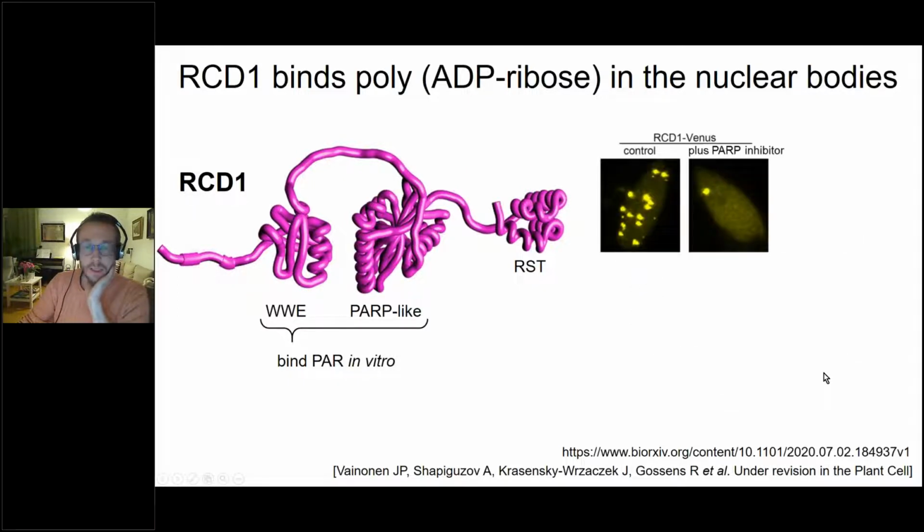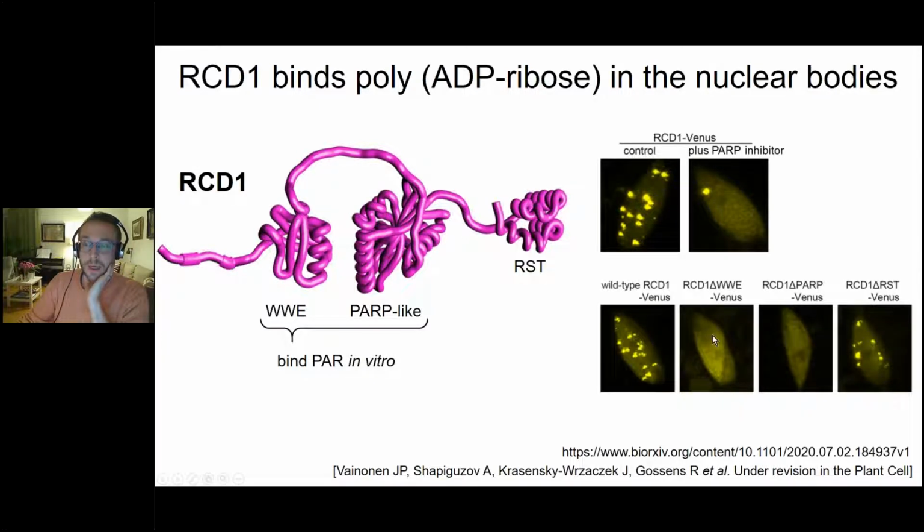But also you see the evidence of this happening in vivo. So here you see the nucleus and RCD1 localized to the nucleus, to nucleoplasm and nuclear bodies. And when we treat these plants, these leaves, with a PARP inhibitor that inhibits formation of PAR, the nuclear bodies go away, which suggests that maybe PAR is an essential component for these nuclear bodies to form in vivo.